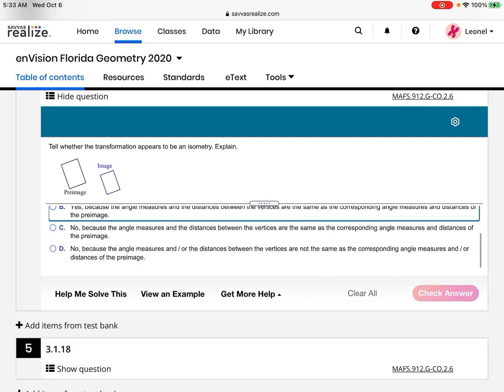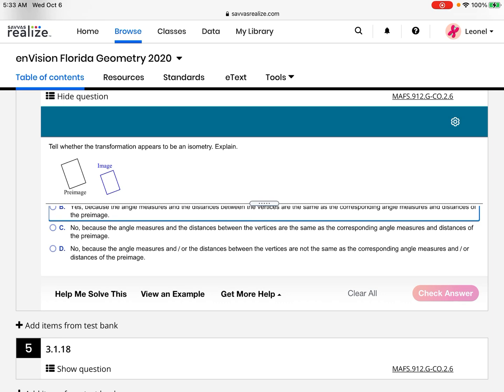So if we scroll down here, there's a couple of no's. It says no because the angle measures and the distances between the vertices are the same. That's incorrect. Okay, it's true that it's no, but it's for the wrong reason. D has the correct answer. It says no because the angle measures and or the distances between the vertices are not the same.